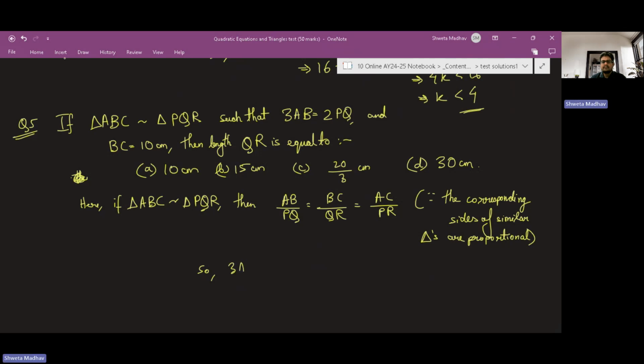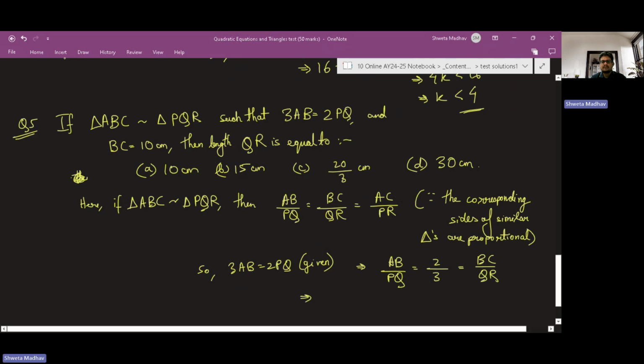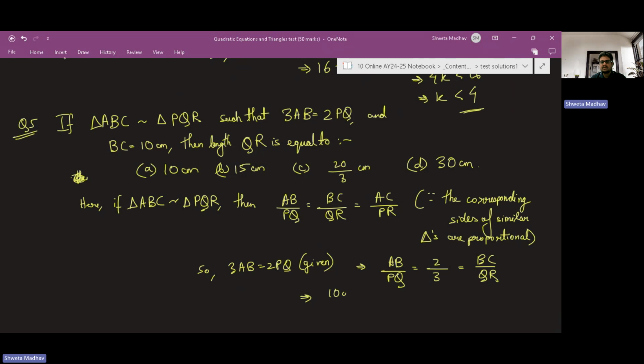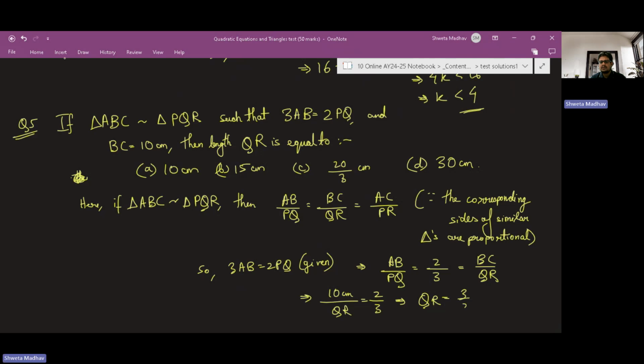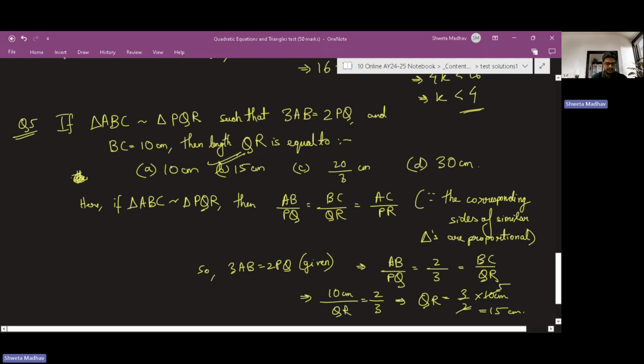Here it is given 3AB is equal to 2PQ. So I can say that AB by PQ is equal to 2 by 3, which is also equal to BC by QR. Now BC is given as 10 centimeters. So 10 centimeter divided by QR is equal to 2 by 3. Therefore QR will be equal to 3 by 2 times 10 centimeter, which is 15 centimeter. Option B is the correct answer.